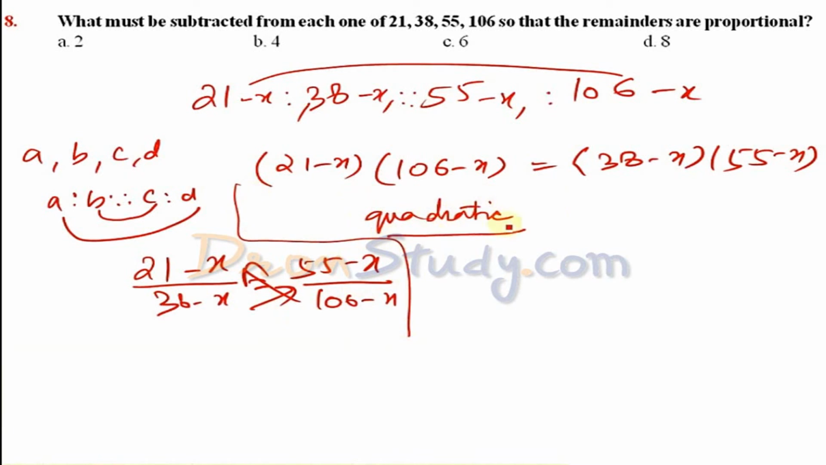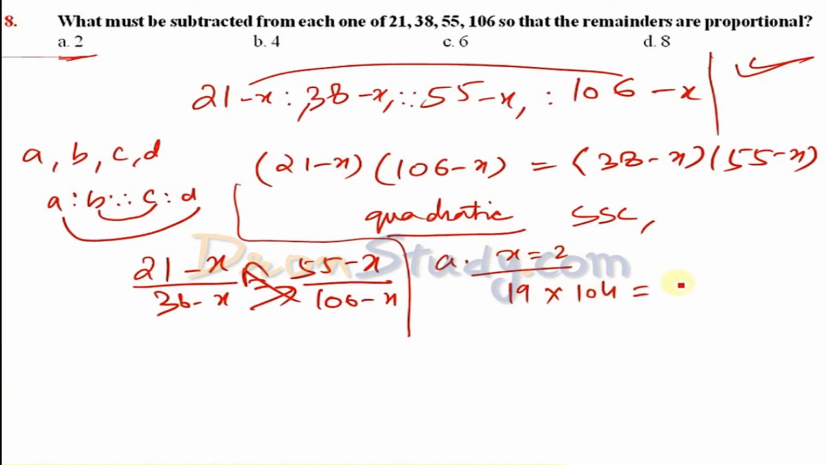and solving a quadratic in SSC and other bank examinations is not so easy, and this question is important for bank exams also. SBI PO is near, this question is important for bank also. Now what we'll do in this case, we will put values of the options as x. Now if we put x as 2, A option is x equal to 2, now put this value, we have 19 into 104 is equal to 36 into, now see 36 contains 9, these numbers both do not.